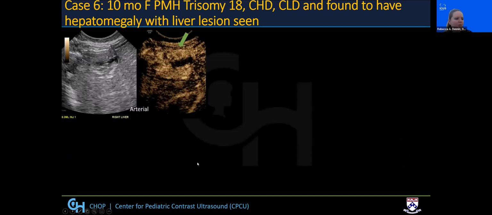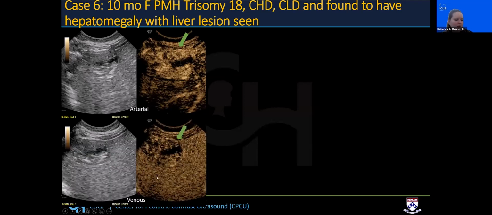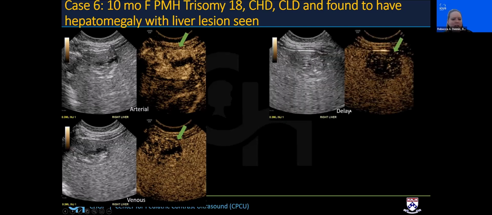So here are some still images because that went pretty fast and it was hard to tell what was happening. But on arterial phase, you can see that it's hyperenhancing compared to the background parenchyma. And on portal venous phase, you can already see that it's starting to wash out early. And on delayed phase, it's nearly completely washed out.